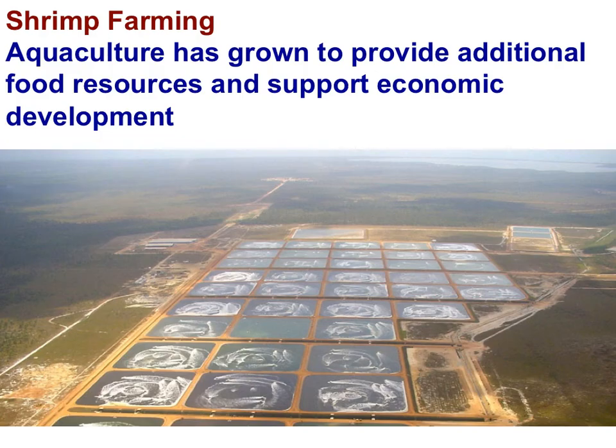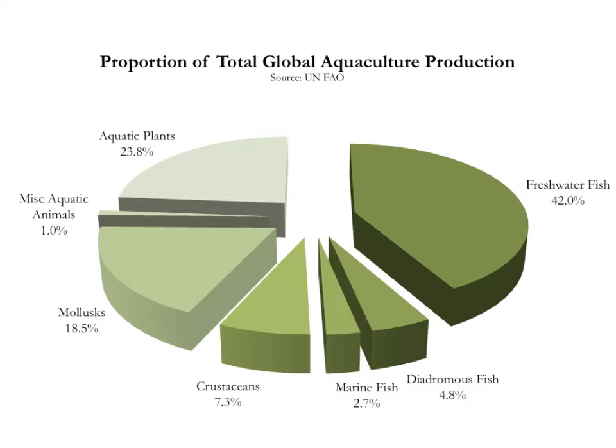Here is an aerial photograph of shrimp farming in Asia. Aquaculture has become big business. Now keep in mind that aquaculture involves many different species, including plants, and that marine animal aquaculture holds less of the market share than freshwater animal aquaculture.